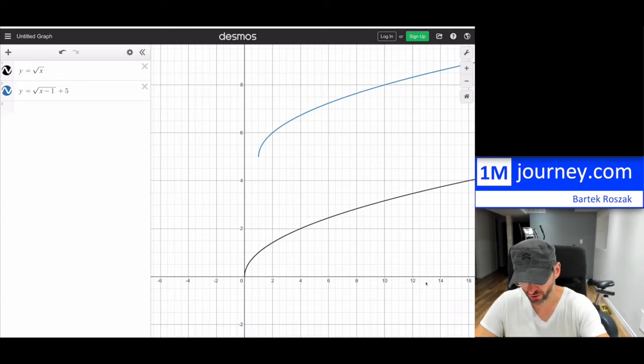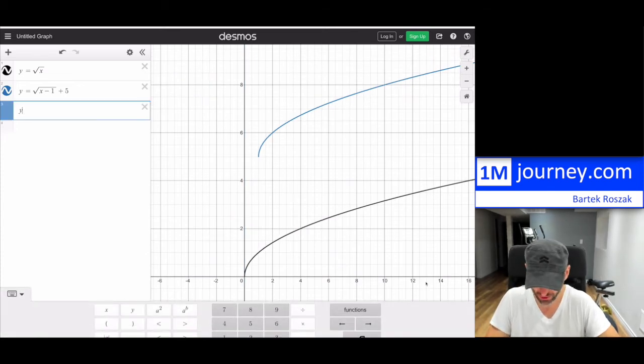And now you can, of course, also scale it. So I can put y, let's say, equals, let's maybe scale it by, I don't know, 3. And then we're going to put the square root of x.